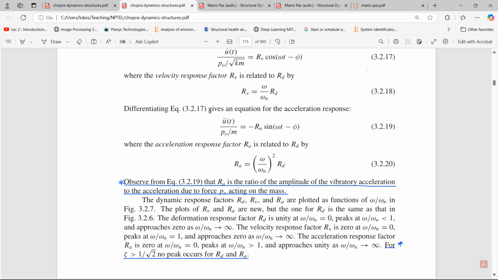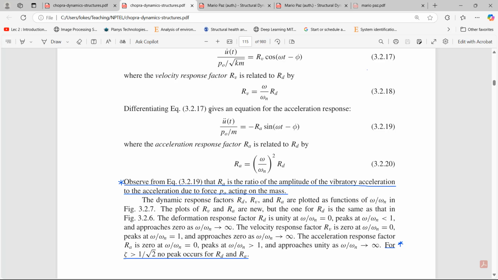Okay, let me write this equation from the beginning. We have m u double dot plus c u dot plus k u is equal to minus m ug double dot. This is the acceleration of the base. For this equation, the solution is u of t is equal to minus m ug double dot by k, Rd, sine of omega t minus phi. This is the response that we have.